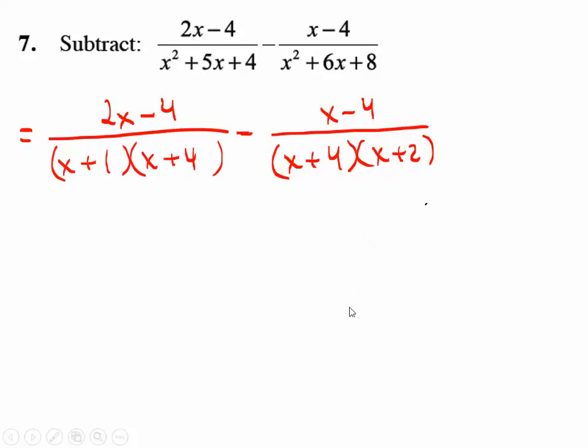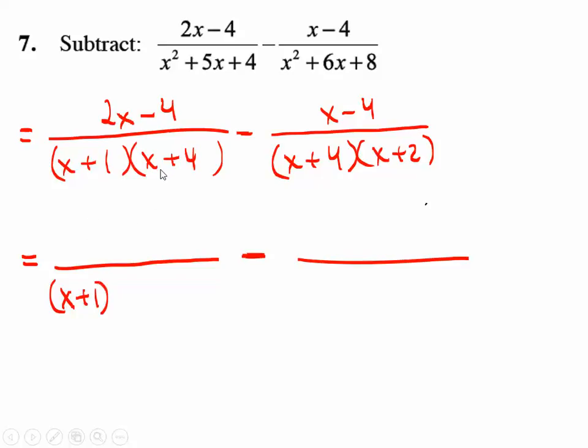If you got to that step, you're doing good. So now let's start writing down our common denominator here. So I need an x plus 1 for my first fraction here. I need an x plus 4 for my first fraction. Going over here, there's my redundancy right here. The x plus 4, I already have it, so no need to write it down again. So therefore, the new one is x plus 2. And done. There's my common denominator.